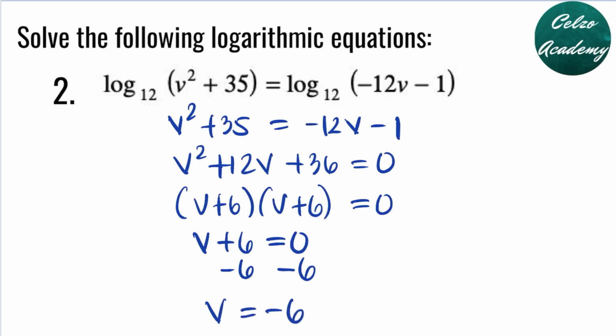Checking for extraneous solutions, let's plug in negative 6. If we plug in negative 6 to the v squared plus 35, that's positive. Negative 12v minus 1 will also be positive. So v equals negative 6 is our solution for problem number 2.